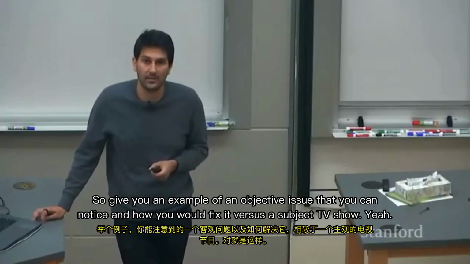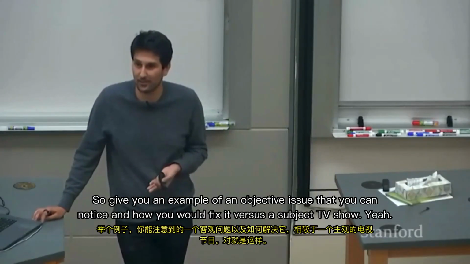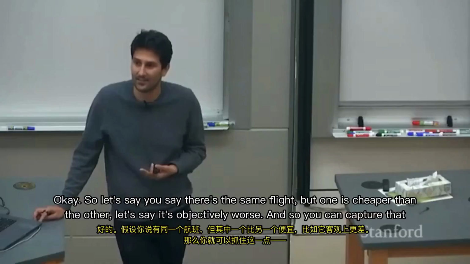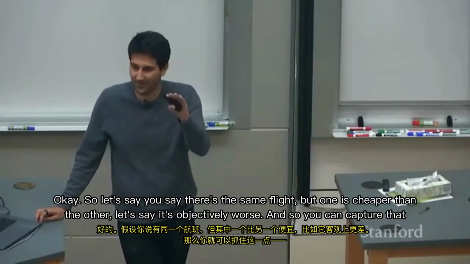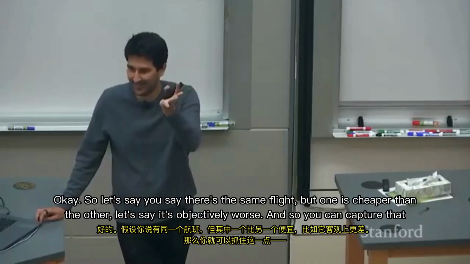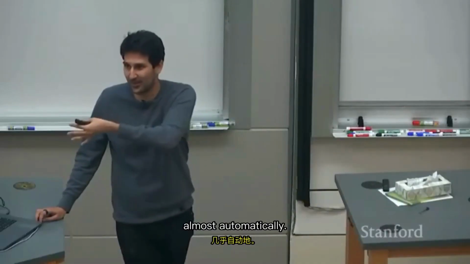So, give me an example of an objective issue that you can notice and how you would fix it, versus a subjective issue. If you're taking flights, there's a weird flight which is cheaper. Let's say there's the same flight, but one is cheaper than the other. Let's say it's objectively worse. And so you can capture that almost automatically.